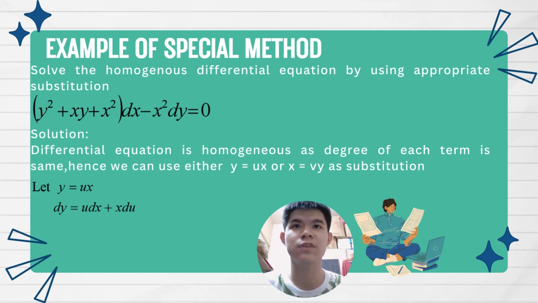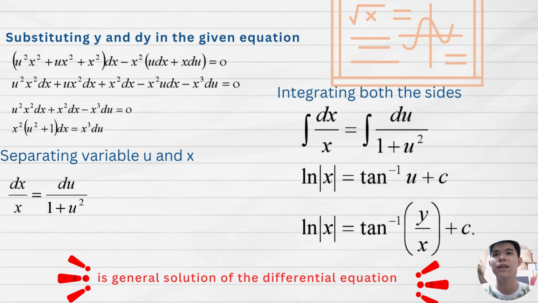Here is an example of using the special method. For this question, we can let y equal to ux, so that dy equals u multiplied by dx plus x du. Next, we substitute y and dy in the given equation to get the result from the slide. Then we separate the variables u and x onto the left-hand side and right-hand side. After that, we integrate both sides so that we can get the answer. And lastly, don't forget to write the general solution for the differential equation.